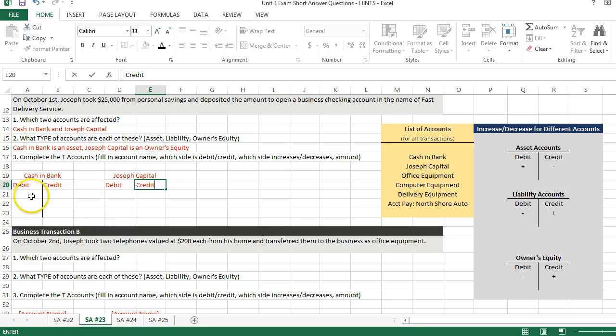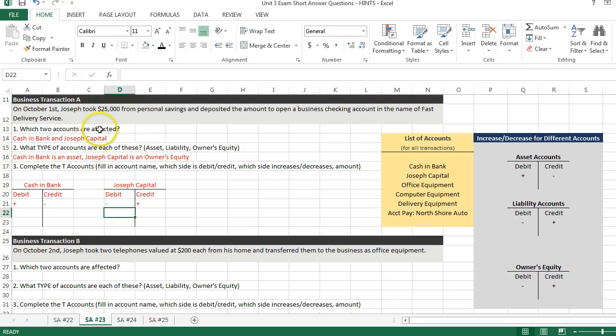Now we need to indicate which side increases and which side decreases. You can put pluses and minuses in an Excel document. You might have to hit Enter or Tab in order for it not to think it's an equation. So for our cash in bank account as an asset, we know we increase on the debit side, decrease on the credit side. Joseph Capital is an owner's equity account, so we know we're going to decrease on the debit side and increase on the credit side.